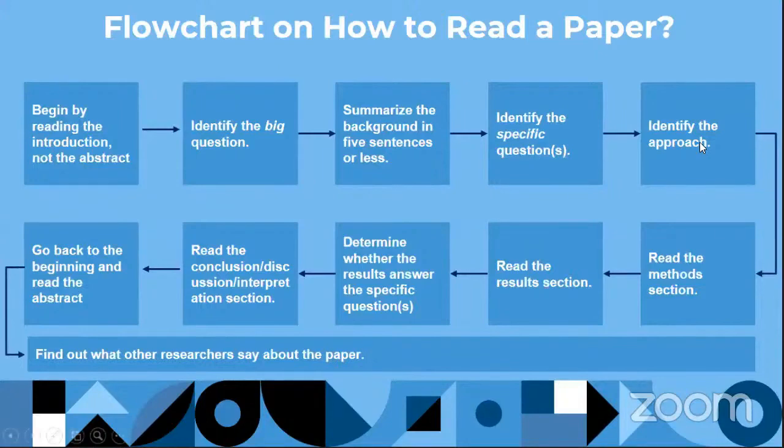The next thing is to identify the approach, what approach he or she has handled here. Then read the method section. That's where you're going to get the actual idea about the research paper. Then you come to the results section. Try to analyze how the results have been produced and see if you are able to interpret them in your own way. Then determine whether the result answers the specific question.